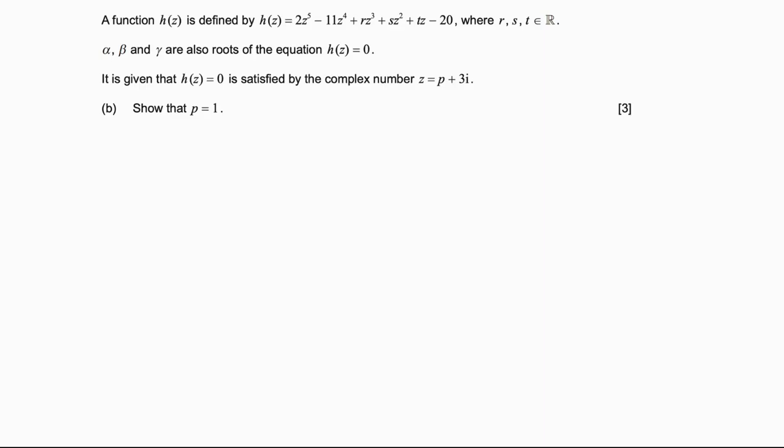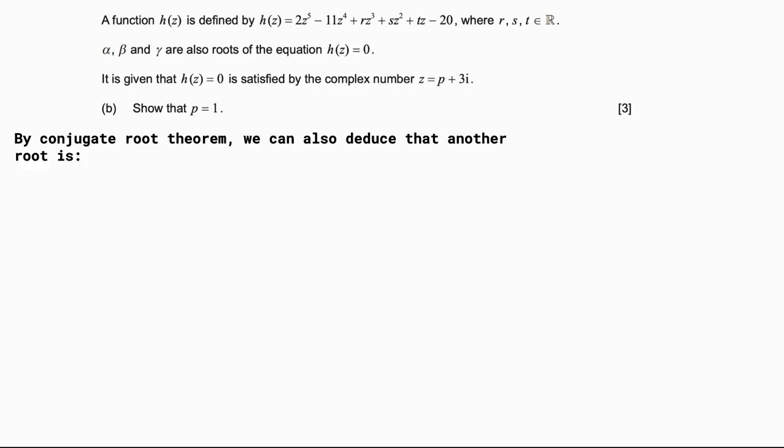One of the things that we can immediately deduce is that by using the conjugate root theorem, we can say that another root of this function is p minus 3i. This is just a property when you're dealing with complex roots. So this is basically the conjugate of this complex number over here. And our goal over here should be to try to perhaps formulate an equation involving the sum of the roots, and then solving for p, and then eventually showing that p is equal to 1.